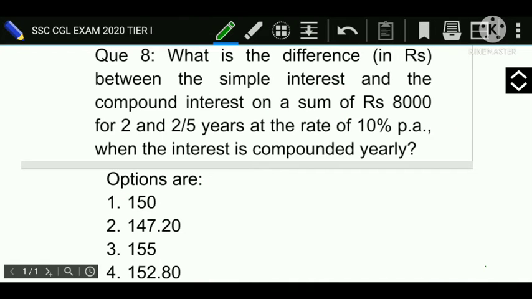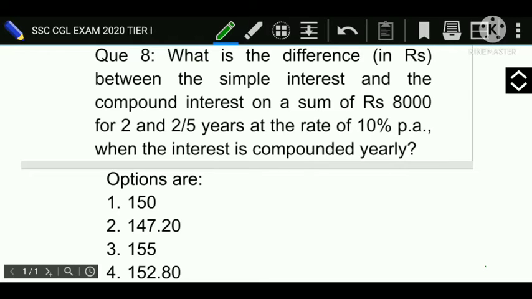Here is question number 8. What is the difference in rupees between the simple interest and the compound interest on a sum of rupees 8,000 for 2 and 2 by 5 years at the rate of 10% per annum when the interest is compounded yearly? Options are 150, 147.20, 155, 152.80.